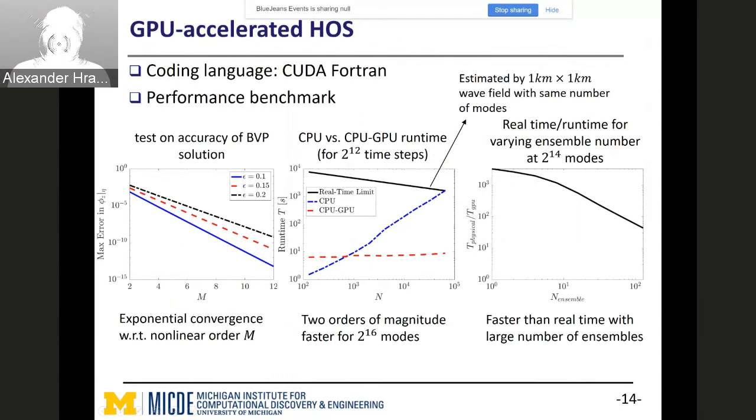Lastly, on the right-hand side, we compare real-time to runtime as real-time divided by runtime for varying numbers of ensemble members at 2 to the 14 modes. We choose 2 to the 14 because it represents a 128 by 128 grid, which is great for a realistic computational domain. And we find that while we far exceed real-time performance for one member of the ensemble, we maintain roughly 30 times speed relative to real-time, even in the case of 128 members, which is plenty fast for real-time application.